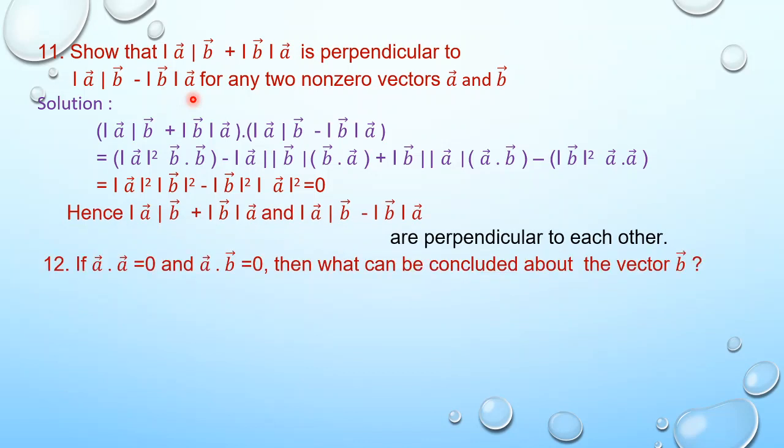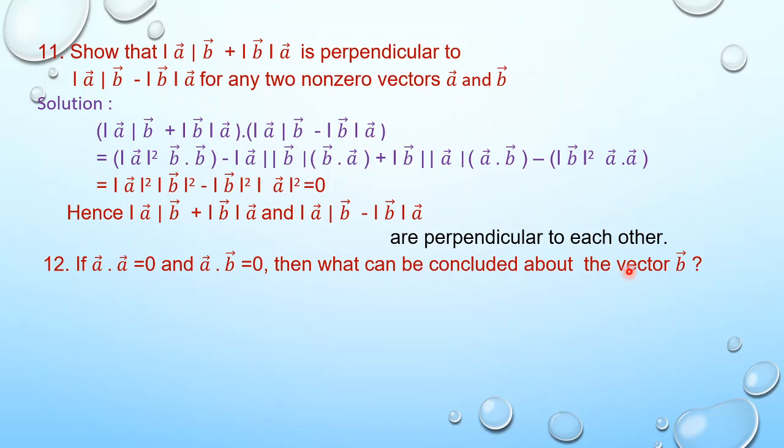So question number 12. If vector A dot vector A is equal to 0, dot product of the same vector itself equal to 0, you can conclude that vector will be equal to 0 magnitude only. Anyway, let us check it out. So vector A dot vector A is equal to 0, and vector A dot vector B is also equal to 0. Two conditions are given.